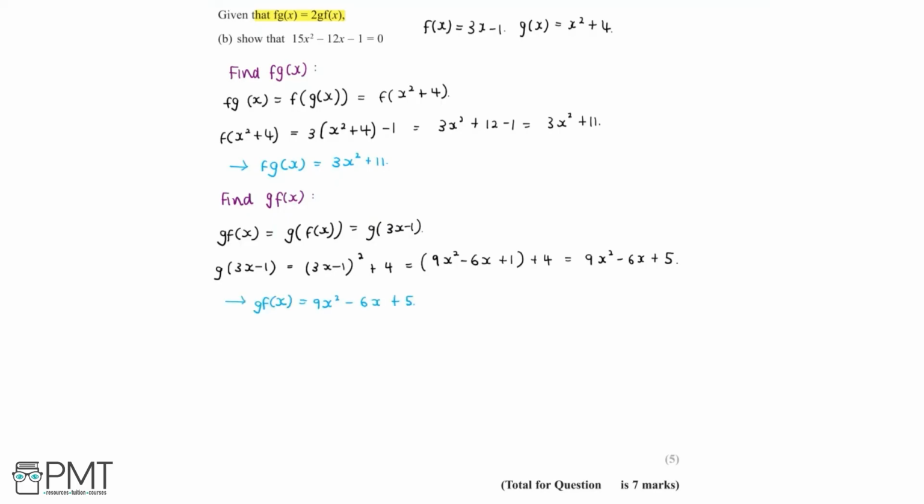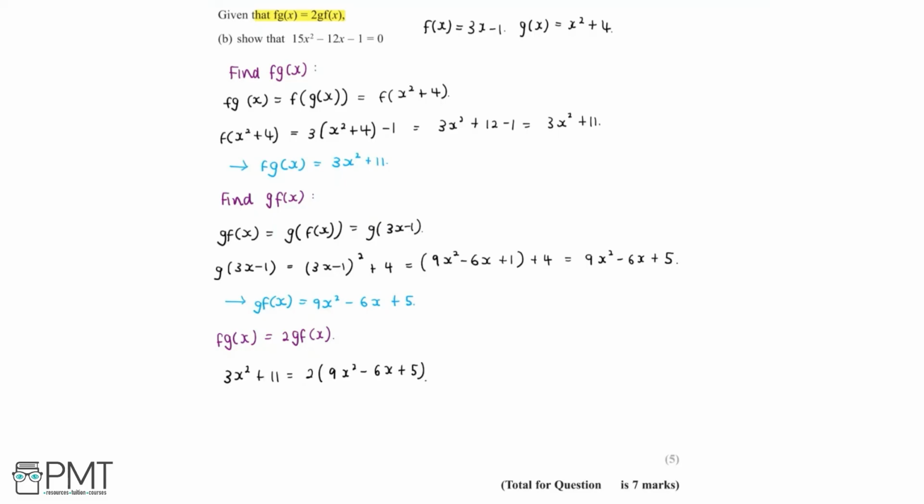Well, now we're told that f of g of x is equal to 2 multiplied by g of f of x. We know that f of g of x is equal to 3x squared plus 11, and g of f of x is 9x squared minus 6x plus 5. And so if f of g of x is equal to 2 multiplied by g of f of x, we can say that 3x squared plus 11 is equal to 2 multiplied by 9x squared minus 6x plus 5.